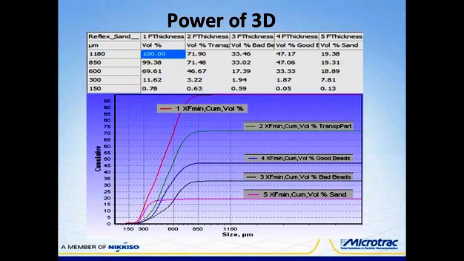This is the overall sample of a mix of sand and reflective glass beads plotted as cum % finer distribution overlays of the entire sample, the transparent particles, the good beads, the bad beads, and the sand. The transparent particles make up about 70% of the total sample in volume, the good beads 45%, the bad beads 35%, and the sand 20%.